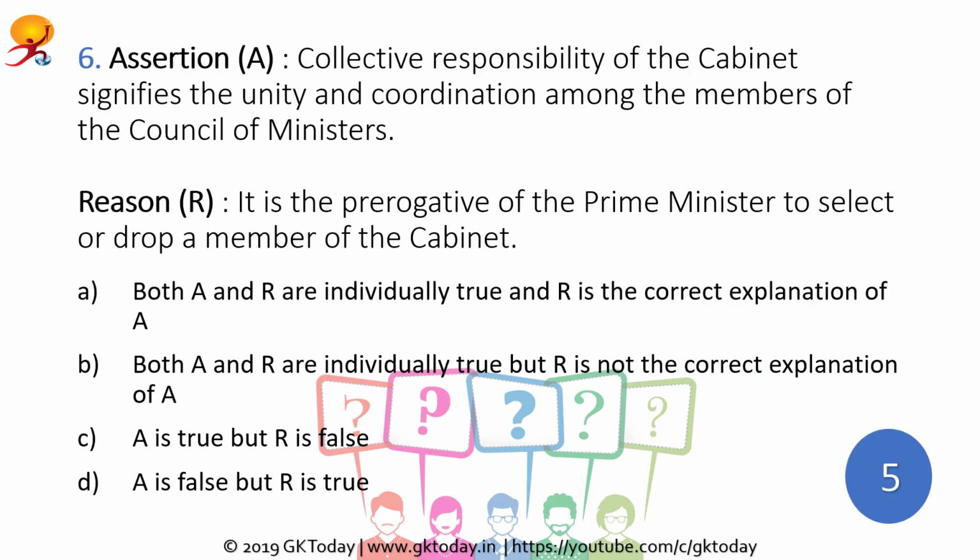Assertion. Collective responsibility of the Cabinet signifies the unity and coordination among the members of the Council of Ministers. Reason, it is the prerogative of the Prime Minister to select or drop a member of the Cabinet. And your time starts now.